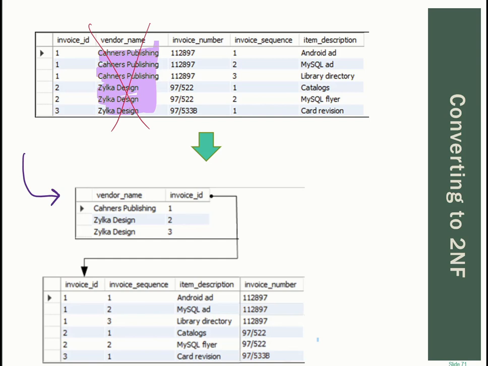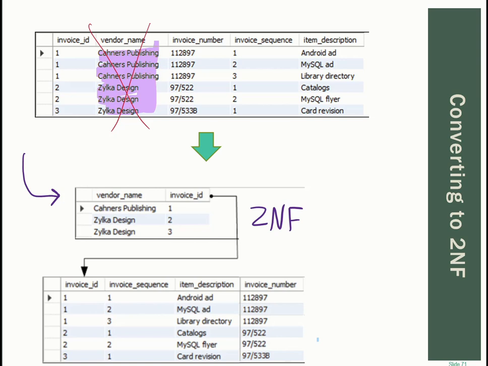To look at both these new tables, we want to see if they're in second normal form. So the candidate key for the first one is invoice ID. That's the only candidate key. And therefore, it is not composite and it cannot be subdivided. So this table is automatically in 2NF.